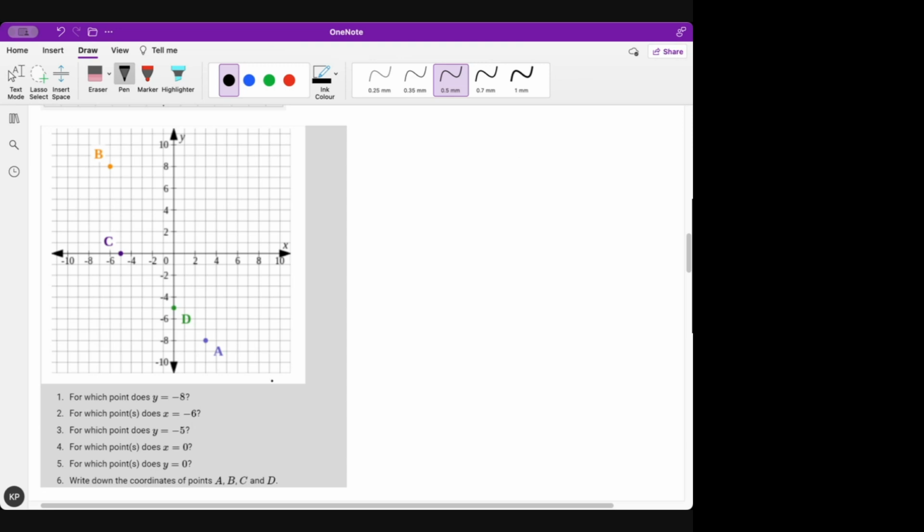So for which point does y equal -8? That will be point A. Nice, Alice. I expected more responses. Now I'm scared of asking for more responses because just now it's my own chat that's not working. I have trust issues. For which point does x equal -6?